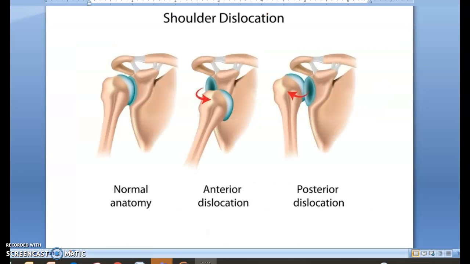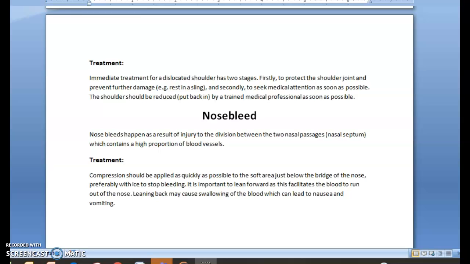This is a shoulder dislocation, and in this image, you can see the anterior side and the posterior side concerning the dislocation of the shoulder. How do we treat a shoulder dislocation? Immediate treatment for a dislocated shoulder has two stages. Firstly, to protect the shoulder joint and prevent further damage. And secondly, to seek medical attention as soon as possible. The shoulder should be reduced, put back in, by a trained medical professional as soon as possible.